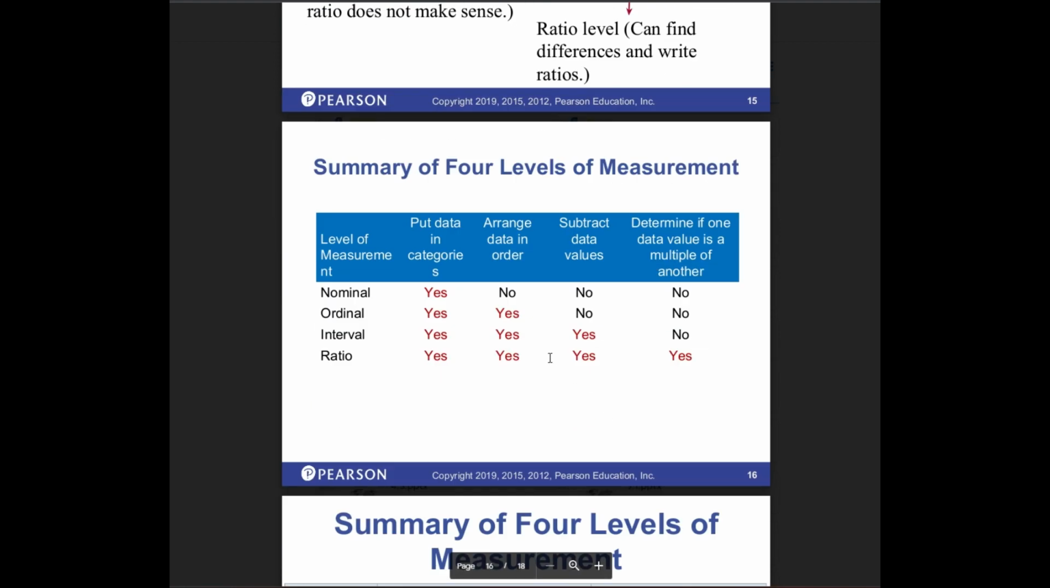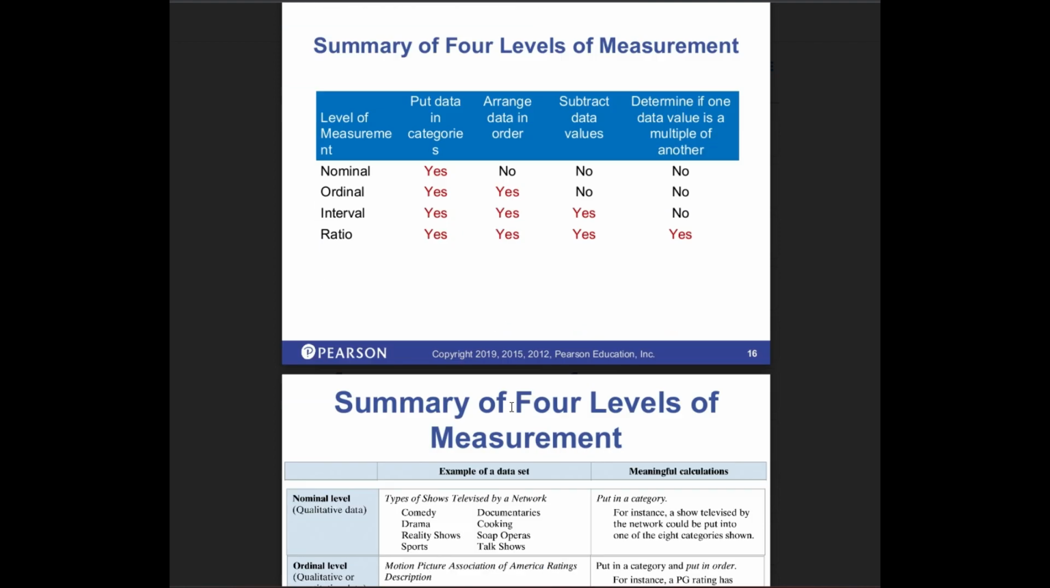And a summary of the 4 levels of measurement, just to sum it up. For all of them, nominal, ordinal, interval, ratio, the data can be put in categories. And then all of them except nominal can be arranged in order. And then except for nominal and ordinal, you can subtract the data values. And then only ratio can determine if one data value is a multiple of another.